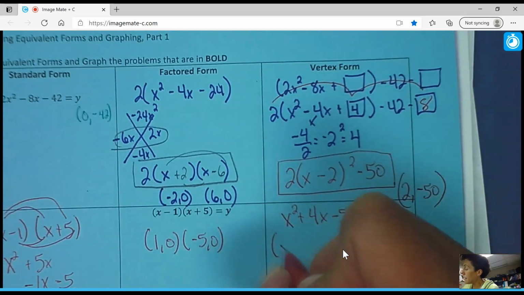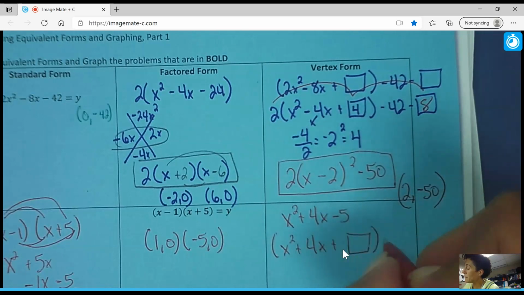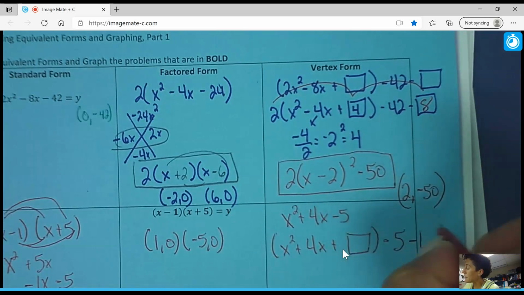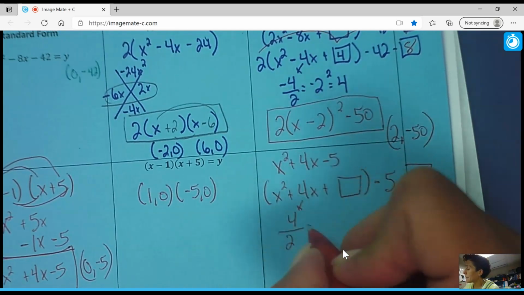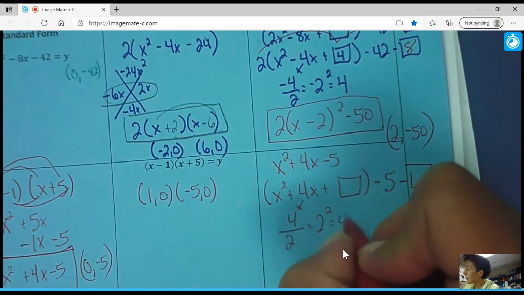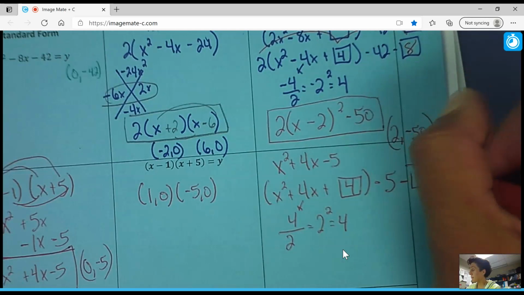Right, so I'm going to group my x's together, add my square, and then subtract my square. And then this number is taken in half, squared, and I get 4. And this time when I put 4 in there and I check that bunny hop, it's still worth 4.